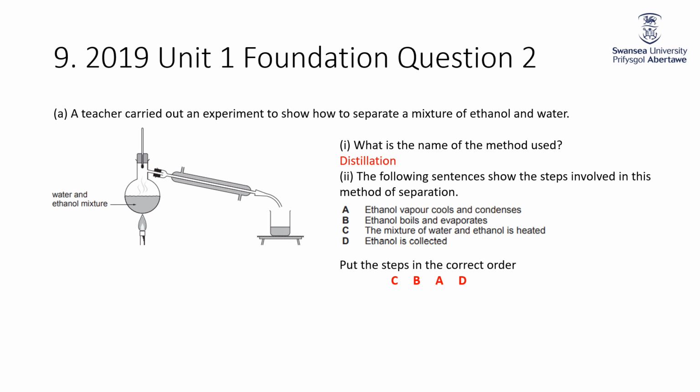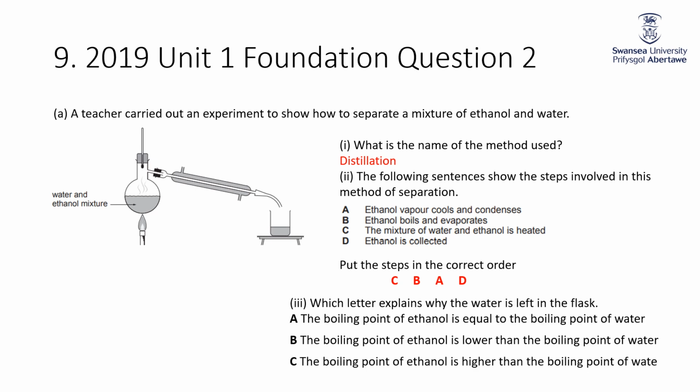So what this would be is the mixture of water and ethanol is heated, ethanol boils and evaporates, ethanol vapor cools and condenses, and then ethanol is collected. So which letter explains why water is left in the flask? This is that the boiling point of ethanol is lower than the boiling point of water, or B. Thus the water is left in the flask, whereas the ethanol leaves or is evaporated.